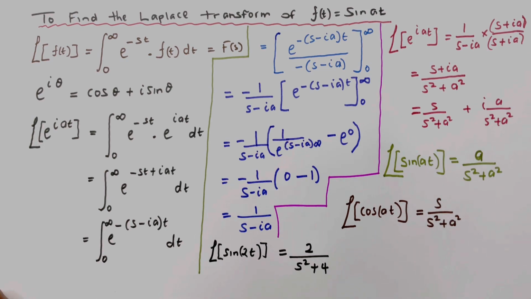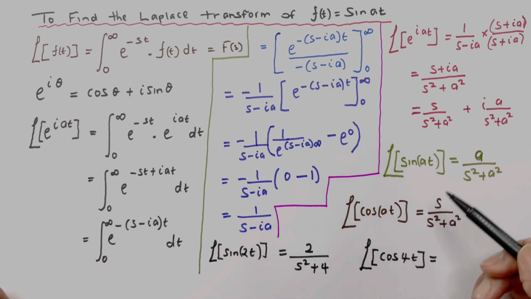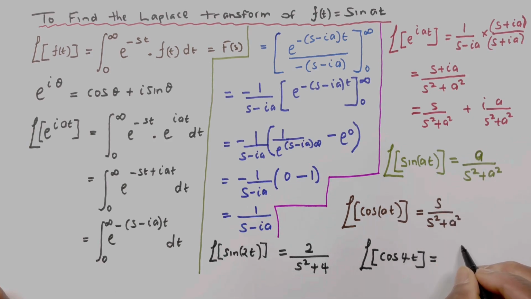What about the Laplace of cos(4t)? We could do that too. The Laplace of cos(4t) will be equal to, we can see that a is 4, so it's going to be s over s squared plus 16.